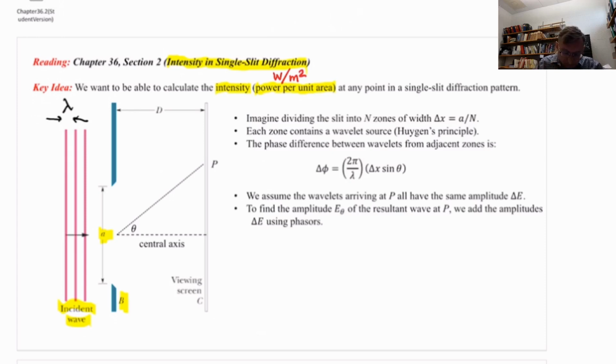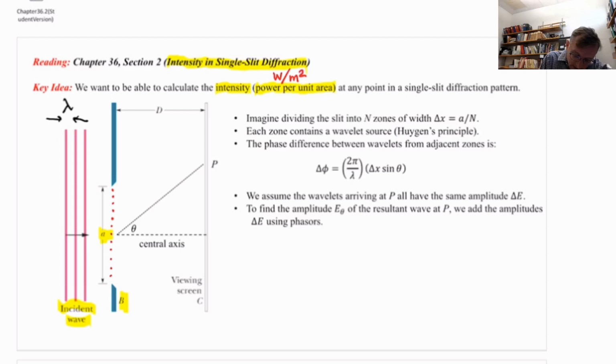Okay, here's what we're going to do. We're going to imagine dividing the slit width A into capital N zones or regions, each of width delta X, which would then be A over capital N. And I'll just sketch roughly the center of each zone in terms of what we're thinking about. So these dots represent the centers. I'm trying to space them out more or less equally, of these capital N zones, where capital N is just some reasonably large number. Okay?